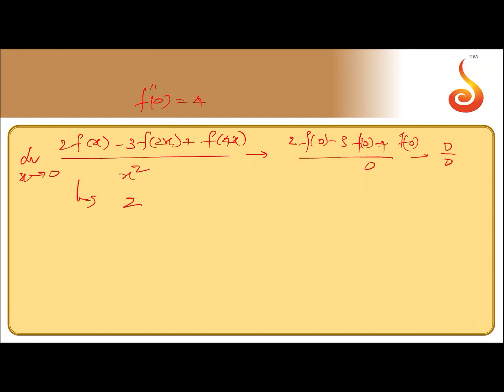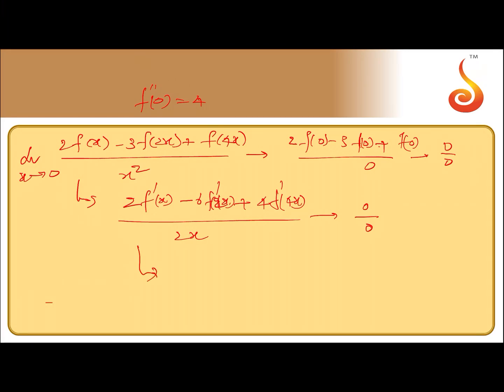Therefore, we apply the derivative concept. The numerator derivative is 2 times f dash of x minus 6 times f dash of 2x plus 4 times f dash of 4x, divided by 2x. Again, this is in the form of 0 by 0, 6 minus 6. So why don't you apply the derivative again? When you apply the derivative here, 2 times f double dash of x minus 12 times f double dash of 2x plus 16 times f double dash of 4x, divided by 2.